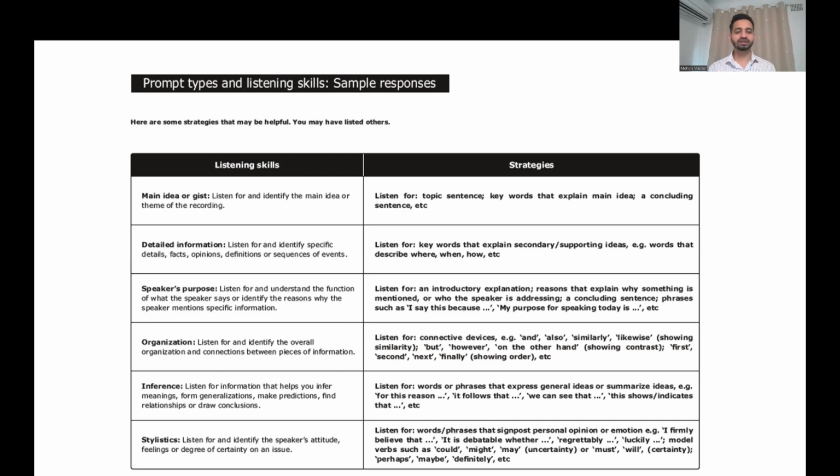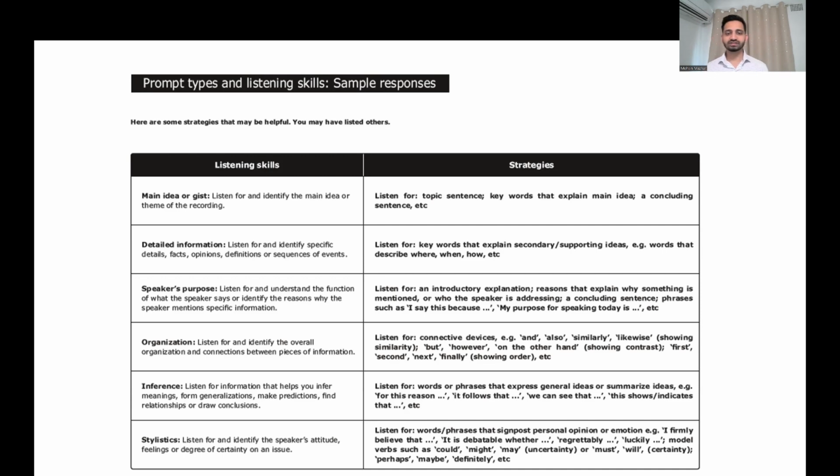Speaker's purpose: you have to listen for an introductory explanation. So it's talking about the purpose, right? Reasons that explain why something is mentioned or who the speaker is addressing. A concluding sentence, phrases such as "I say this because," or "my purpose for speaking today is," will give you the purpose of the speaker, okay?